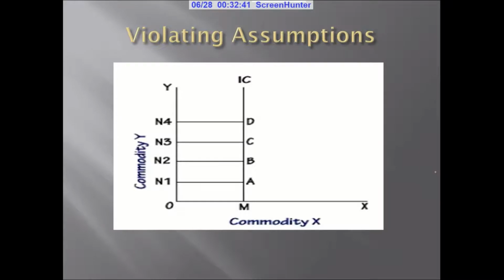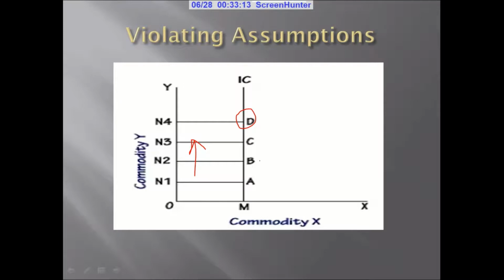At point D, the consumer gets more of Y than at points A, B, C, while keeping the quantity of X constant. Here consumption of X is constant and consumption of Y is increasing. So the consumer cannot be indifferent between the combinations as per the assumption.